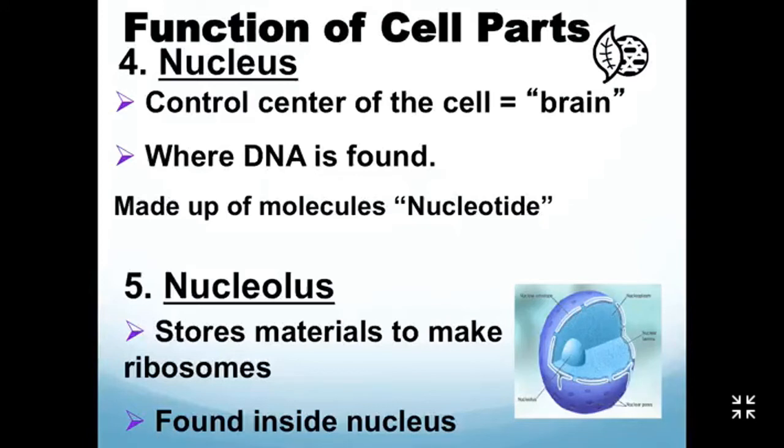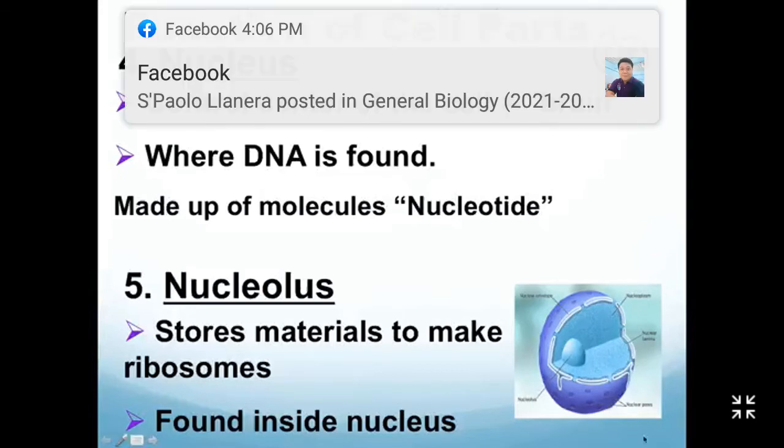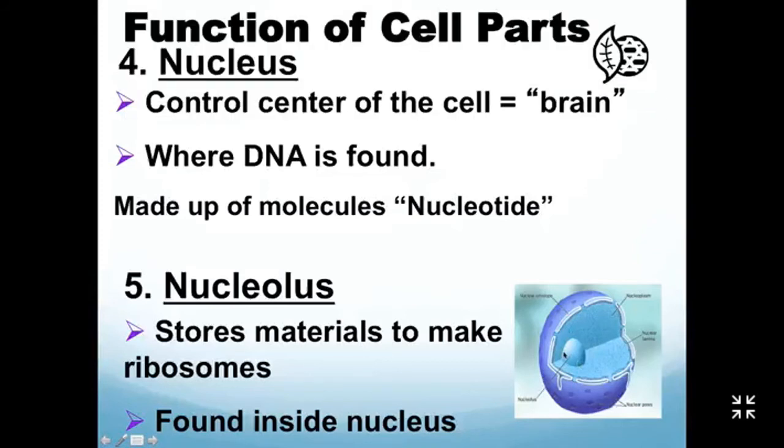The nucleolus is a rounded mass within the nucleus. Okay, it contains RNA and proteins. So the nucleolus is what produces ribosomes. Okay, and once there are ribosomes, those ribosomes eventually will transport proteins and other materials.